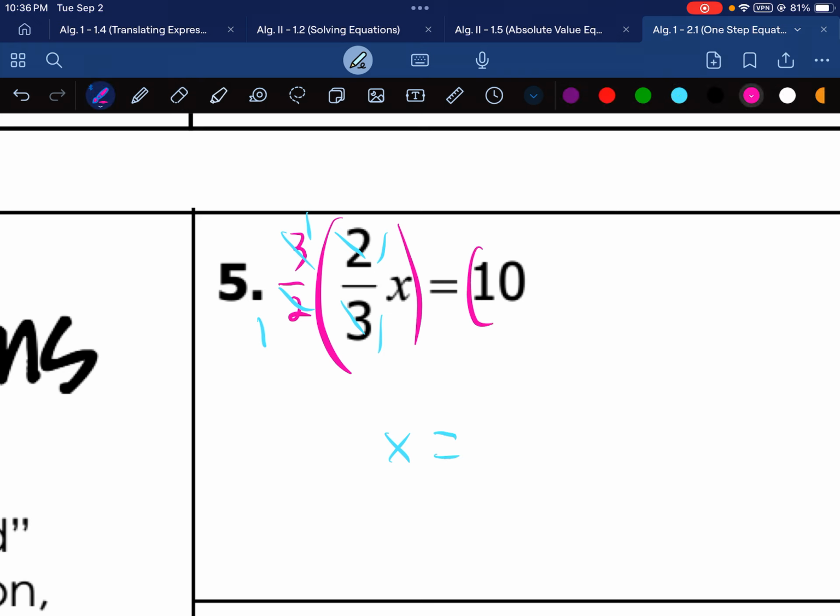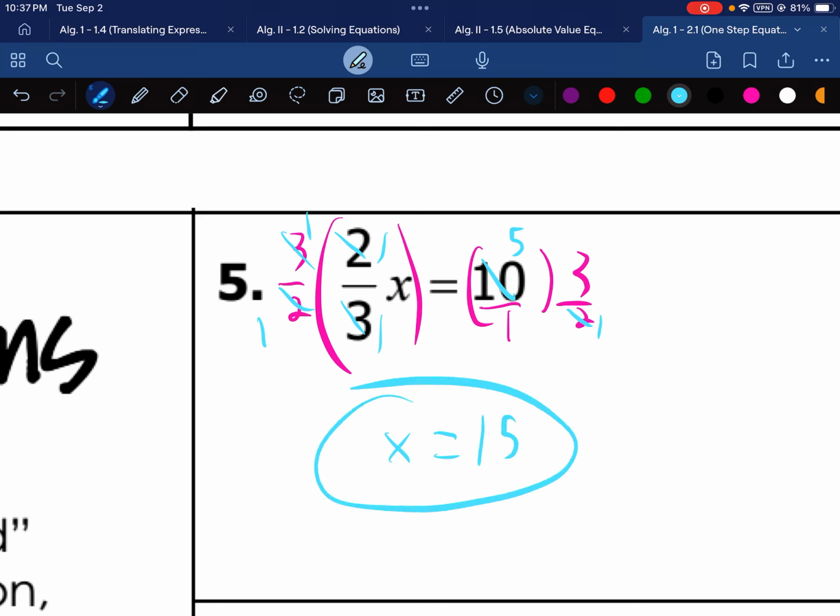On the right-hand side, if we multiply the left by 3/2, we have to multiply the right by 3/2, the reciprocal of the fraction multiplying with the variable. If I put this 10/1, I can cross-reduce the 10 and the 2, and the 10 becomes 5, and the 2 becomes 1, because 2 goes into 10 5 times, and 2 goes into 2 once. So now if I multiply straight across, I get 5 times 3, which is 15. So multiplying by the reciprocal achieves the same result as dividing by a fraction.